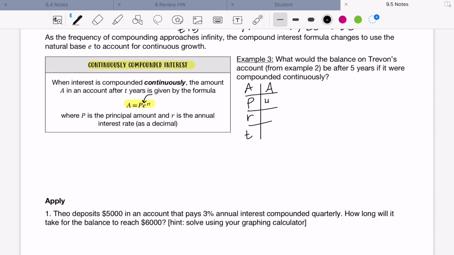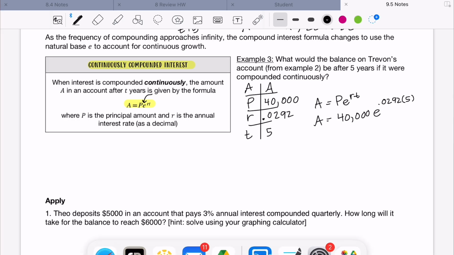And we know that the initial amount from the previous problem was 40,000. And then R is going to be 0.0292, same as from the previous problem. And then time is 5 years. So this is just using what we call the PERT formula, P-E-R-T, PERT. You plug in all your quantities for the variables. And then we're going to plug it into our calculator.